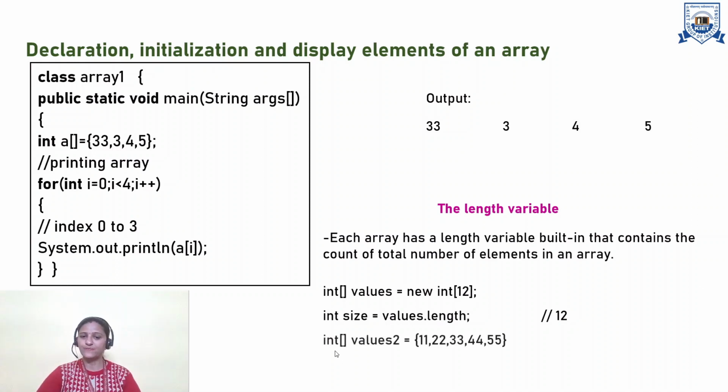In the next one, integer array variable values 2. It has 11, 22, 33, 44 and 55. So 5 elements are there. So how we can determine? With the help of this length property. So values 2 dot length. It will determine the total number of elements in this array variable and provide it to this integer variable size 2.